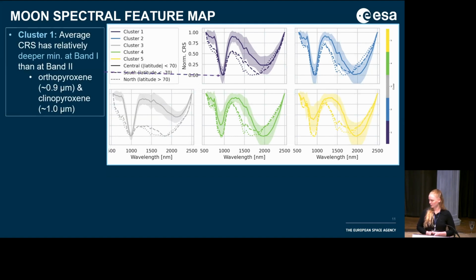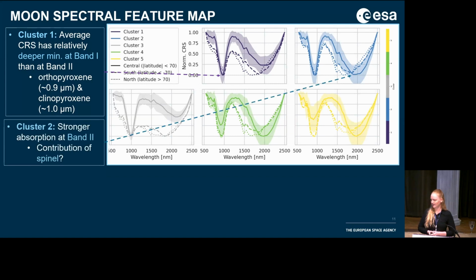So for cluster 1, we see that it has a relatively deeper minimum at band 1 compared to band 2. And this can be attributed to orthopyroxenes and clinopyroxenes. We see at cluster 2 a stronger absorption at band 2, and it may be because of a contribution of spinel, but we cannot be sure.